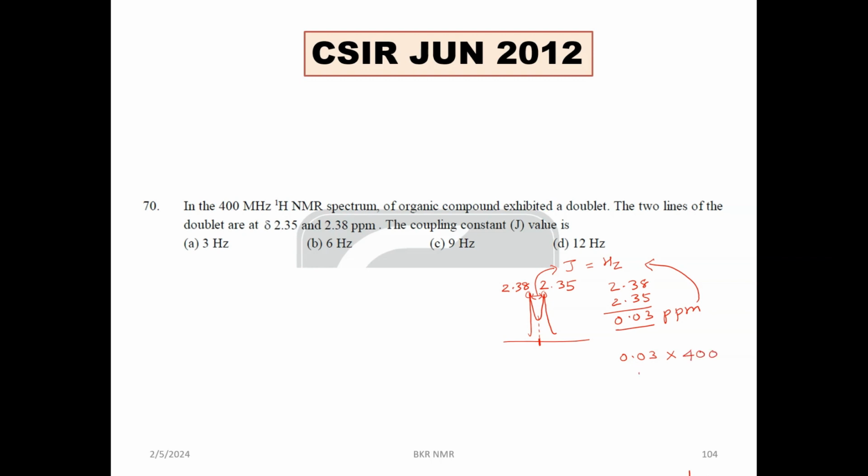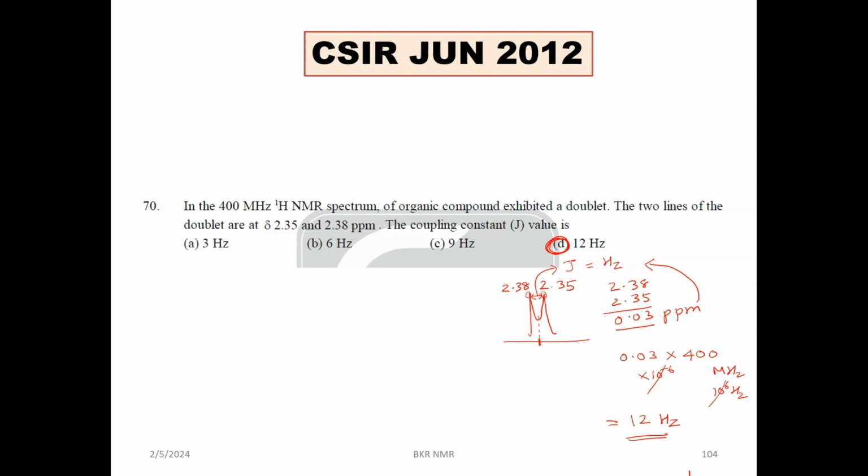So this is ppm, 10 power minus 6, and megahertz will be 10 power 6 hertz. So this 10 power 6 and this will get cancelled. So we'll be getting 12 hertz. So the answer is option D, 12 hertz.